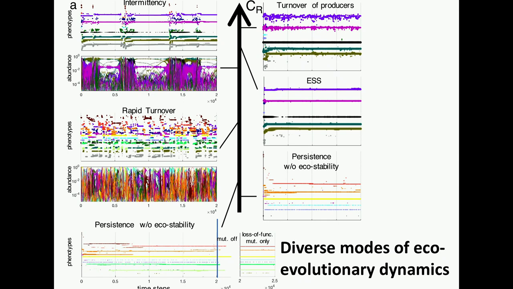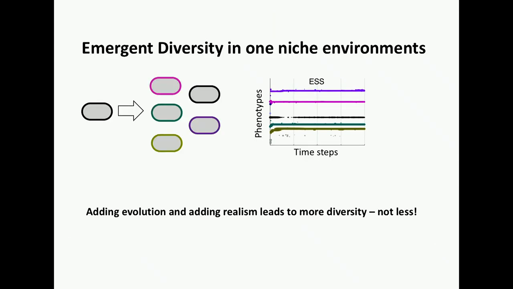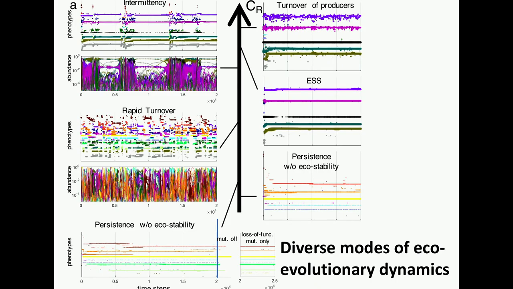Okay, so this is kind of what we were hoping to see. That's why I started the project, looking at diversity. But then when I started looking at the data for many different parameters, many different costs of production resistance, and looking at these kind of diagrams, something struck me.